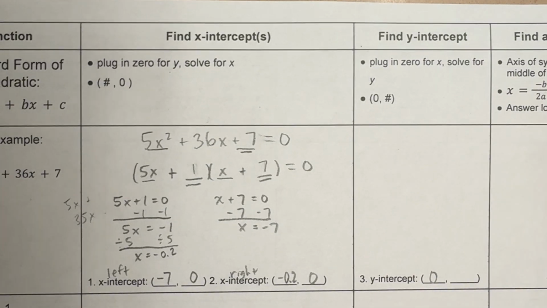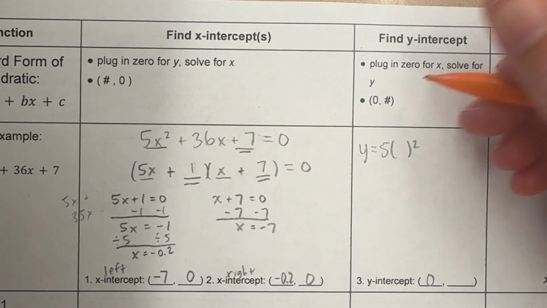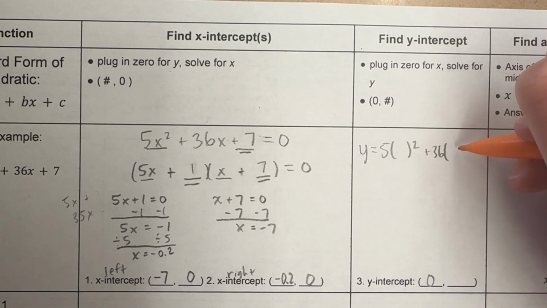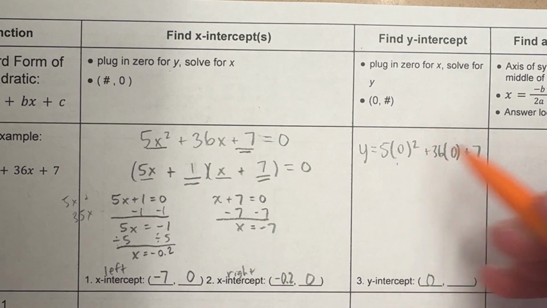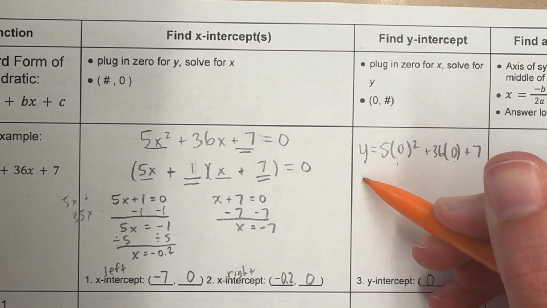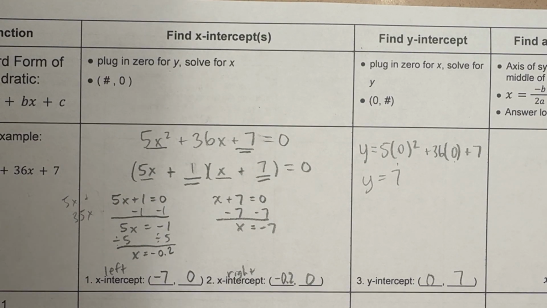Let's find the y-intercept. I am plugging in 0 for x. I have 5x squared plus 36 times x plus 7. When I plug in zeros, that becomes 0, that becomes 0, and I am just adding 7. So my y-intercept is 0, 7.